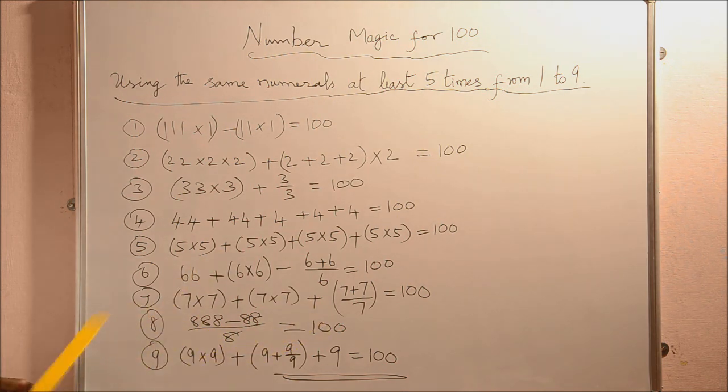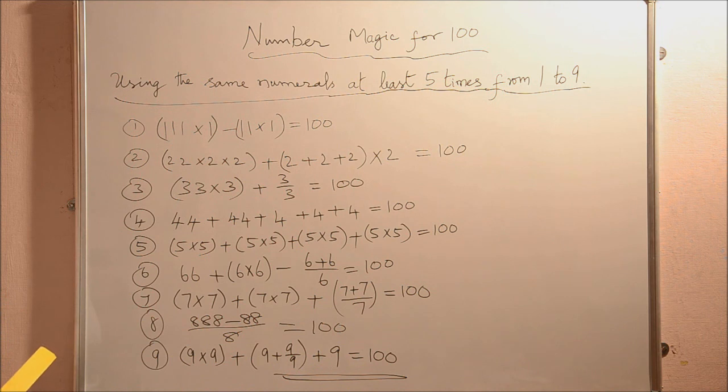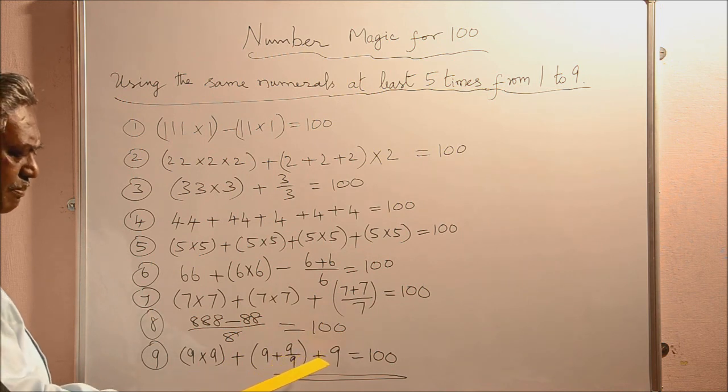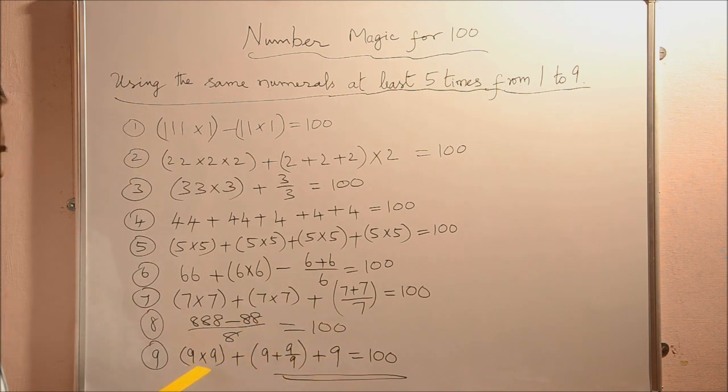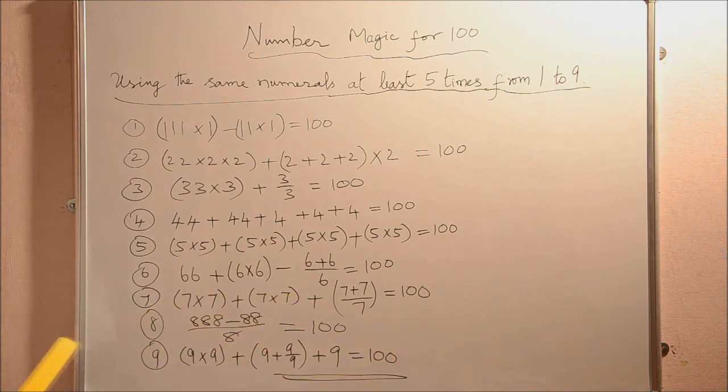Then, using the numeral 9 only. 9 into 9 plus 9 plus 9 by 9 plus 9 equal to 100. 9 into 9, that is 81. 9 plus 9 by 9, 9 plus 1, that is 10, plus 9. 81 plus 10, 91. 91 plus 9, 100.